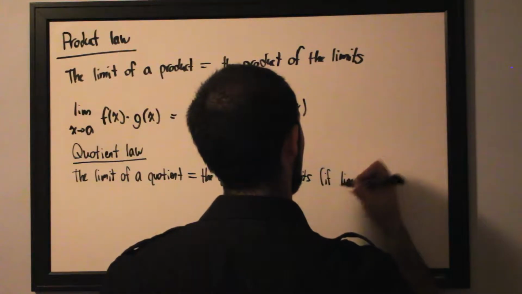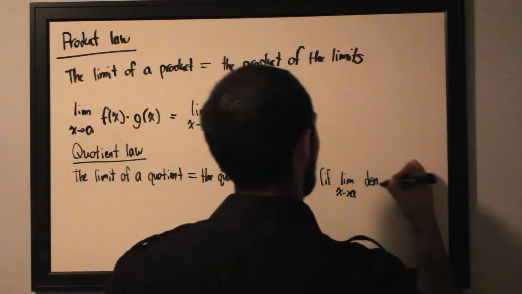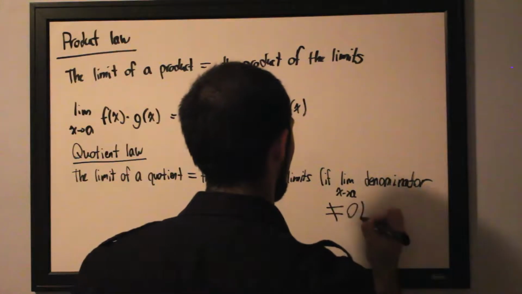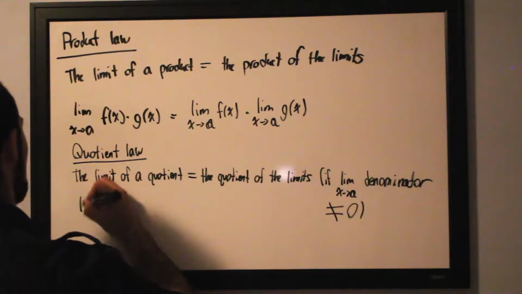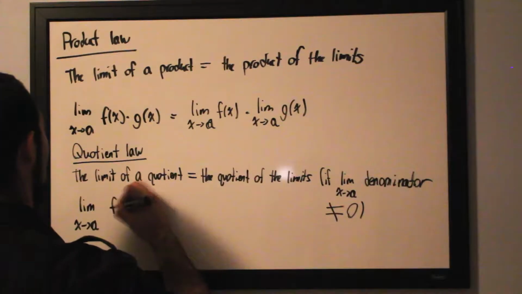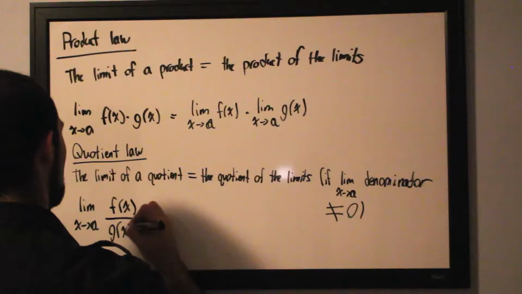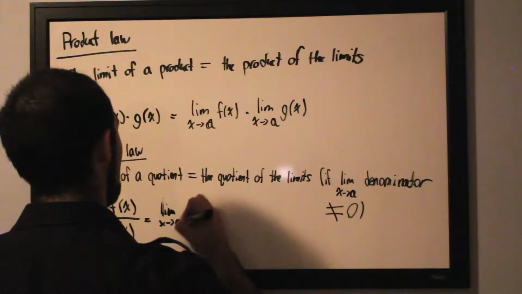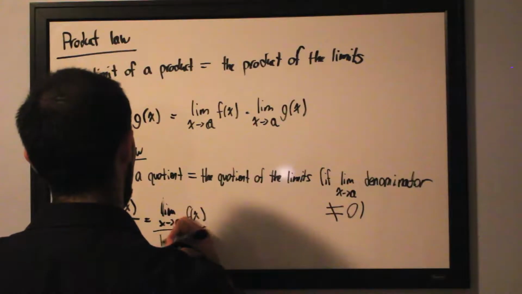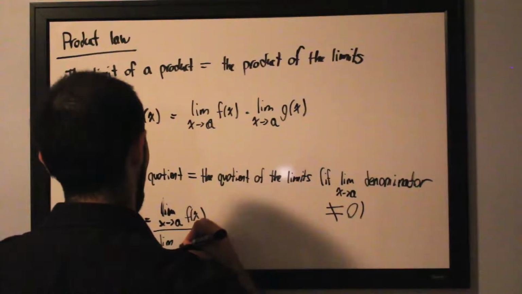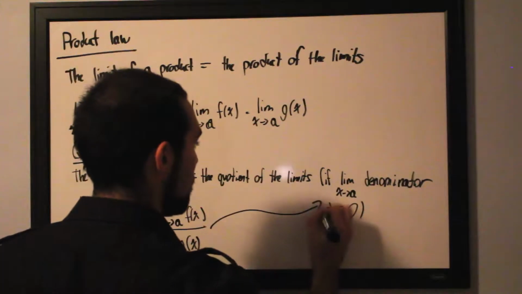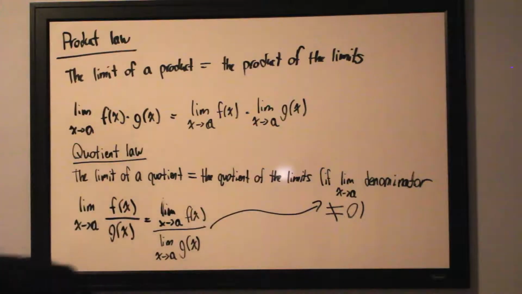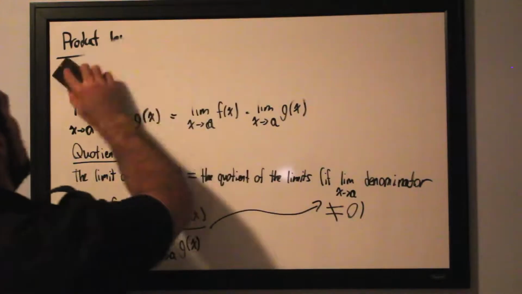If the limit as x approaches a in the denominator does not equal 0, then this can be written out as the limit as x approaches a for f of x over g of x is equal to the limit as x approaches a for f of x divided by the limit as x approaches a for g of x, if the limit of the denominator is not equal to 0. Otherwise, dividing by 0, we know that this is not going to work out. And with that, we are going to move on to the next limit laws.